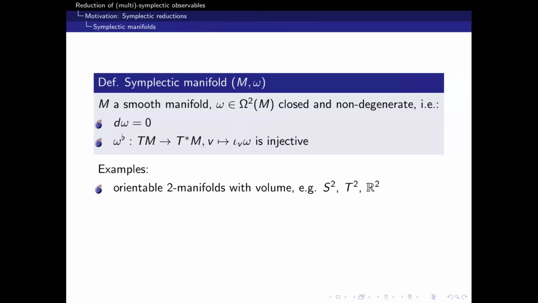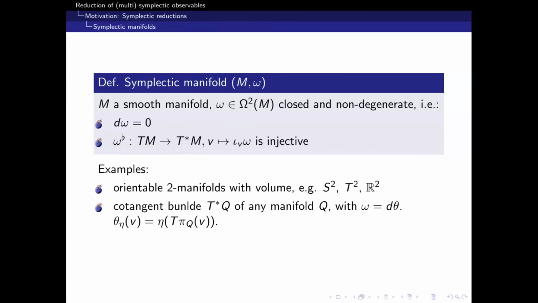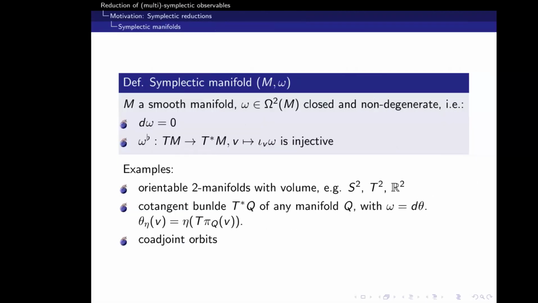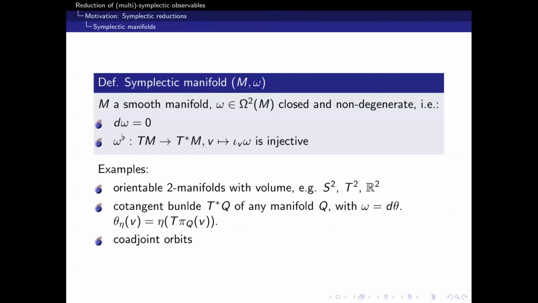Okay, so just quickly through the examples. In dimension 2, a symplectic form is nothing other than a volume form. So taking any manifold with a volume form, like the 2-sphere, the 2-torus, R^2, any orientable surface, but not the Klein bottle, gives us a symplectic manifold. Starting from any configuration space Q, so just any smooth manifold, there is the symplectic structure on the cotangent bundle. And something which gives us a lot of examples are coadjoint orbits.